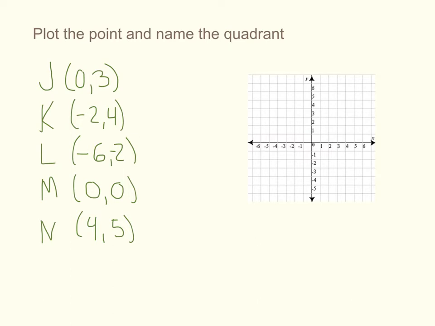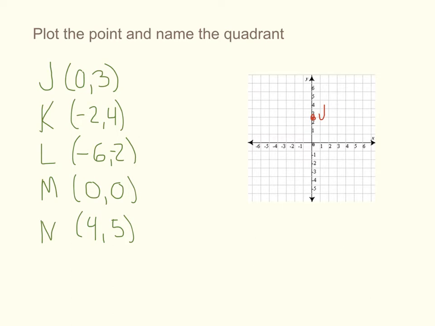So we're going to graph the point J. It's telling me to go side to side 0, and then up 3. I'm going to put a dot here, and I'm also going to label it with the same letter. Make sure that you label your points. Don't forget to label them.